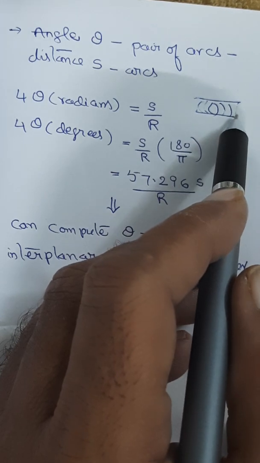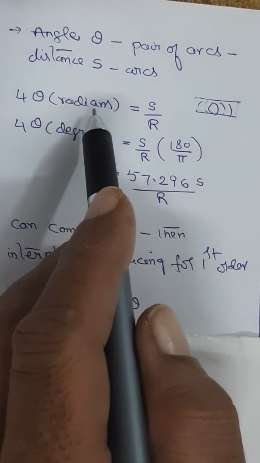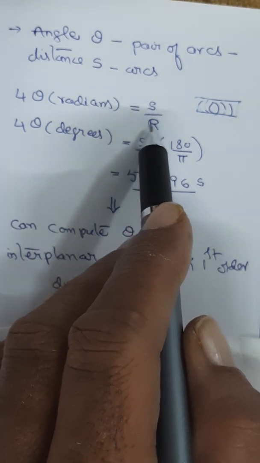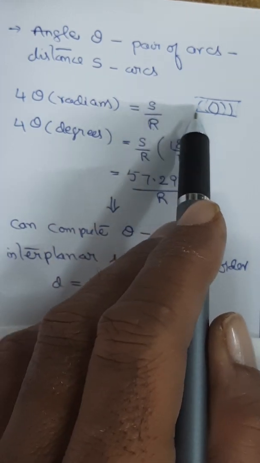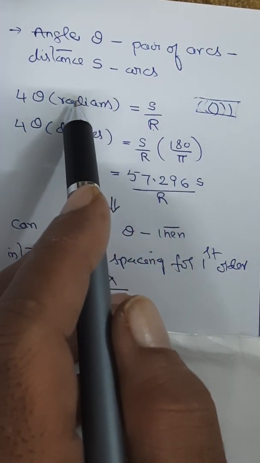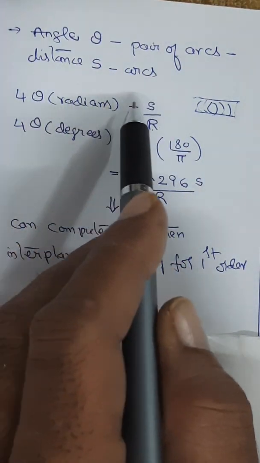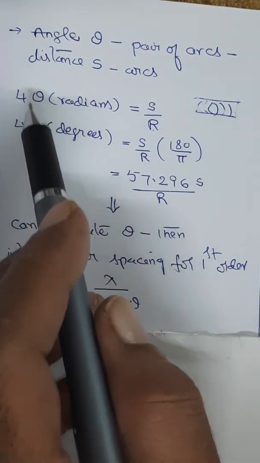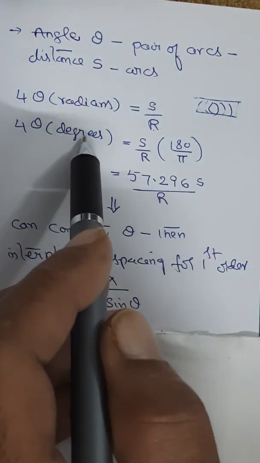Between the distance and the angle theta, you can get an equation which says, in terms of radians, 4 theta equal to S by R. What is R here? R is the radius of the camera. Because angle equal to arc by radius. So in terms of radians, we can relate the angle of the corresponding pair of arcs as 4 theta equal to S by R. If you convert radians into degrees, 4 theta in degrees becomes S by R into 180 by pi.